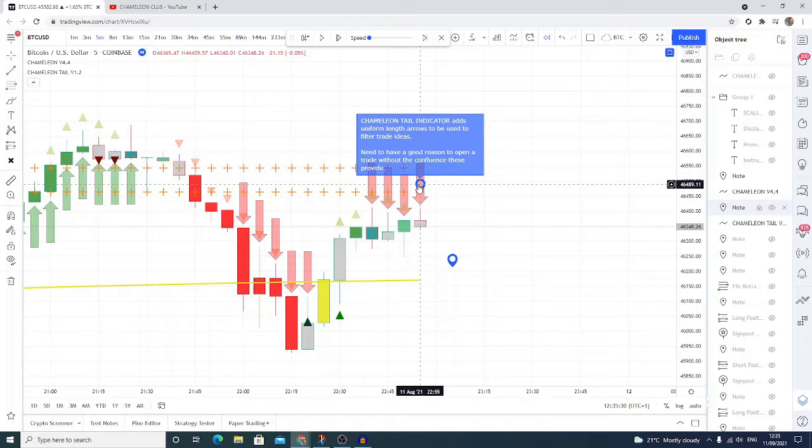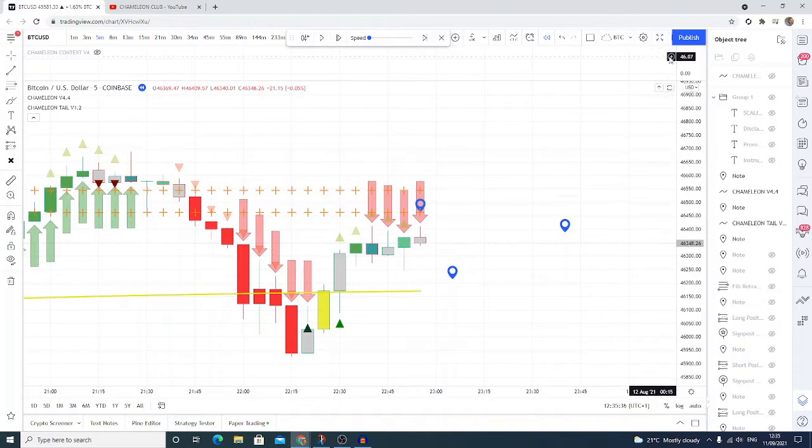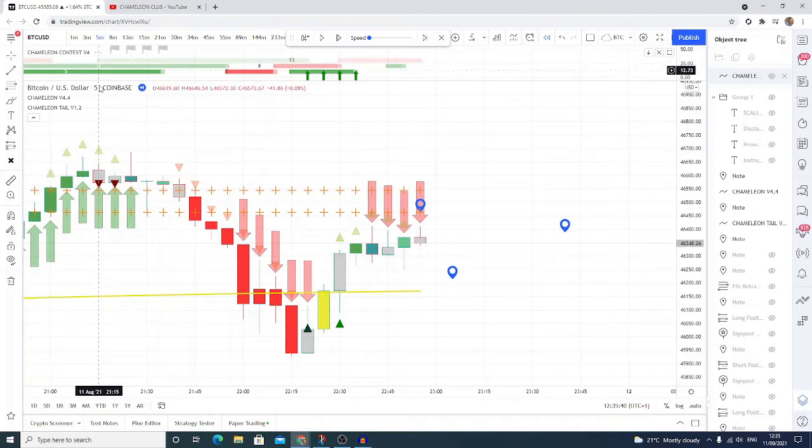Chameleon indicator colors the price bars based on price action. It adds orange crosses to help visualize support and resistance created by pivot ranges and many other visual clues.